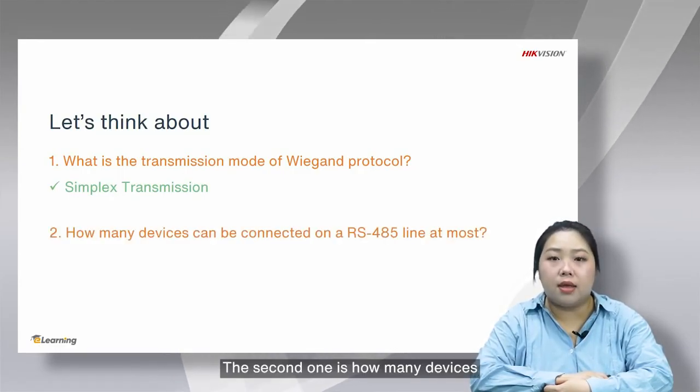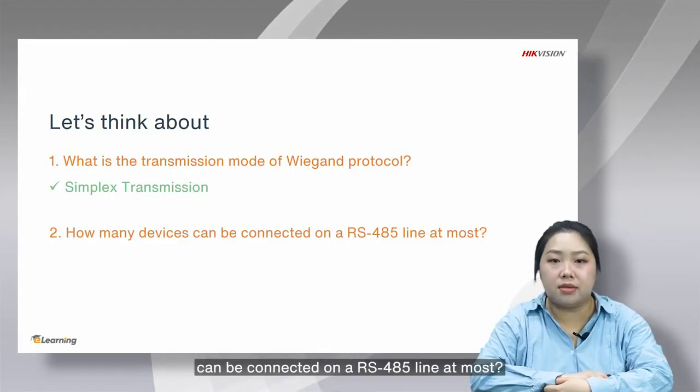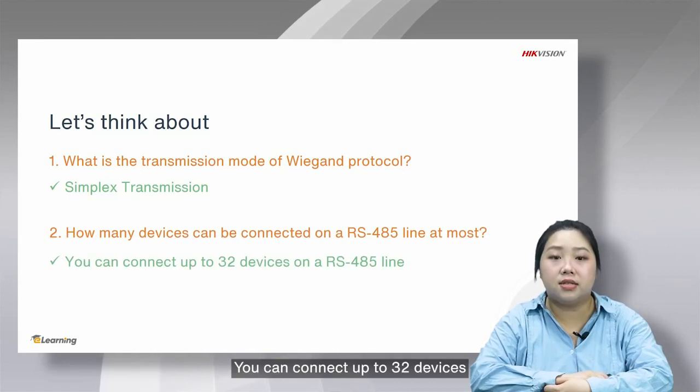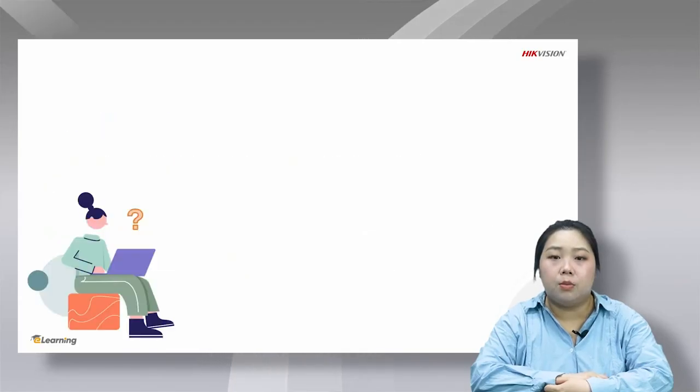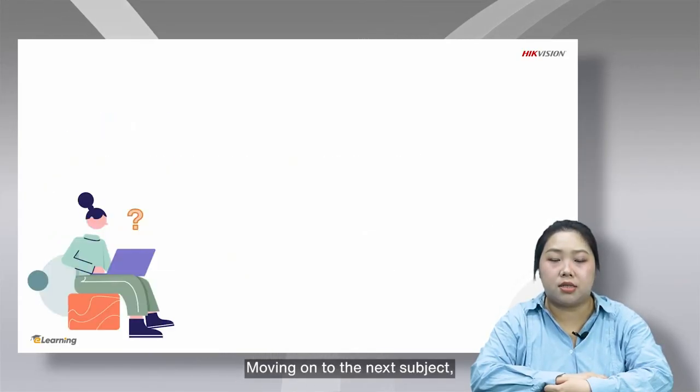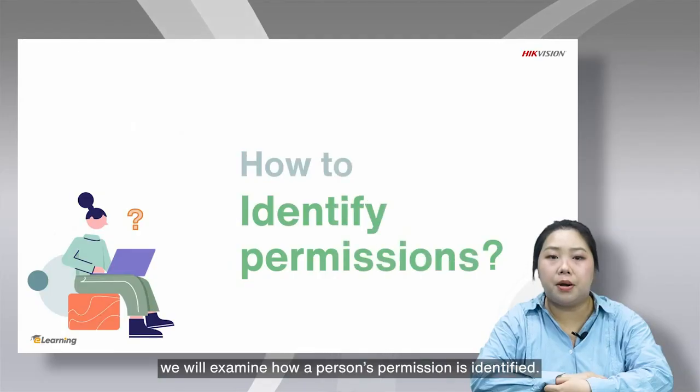The second one is how many devices can be connected on our RS-485 LAN at most. You can connect up to 32 devices on our RS-485 LAN. Moving on to the next subject, we will examine how a person's permission is identified.